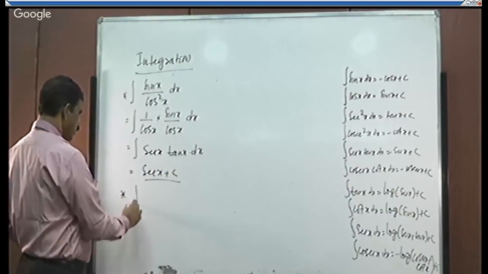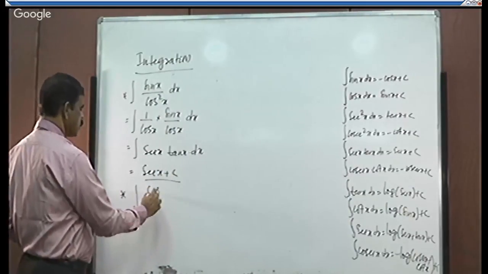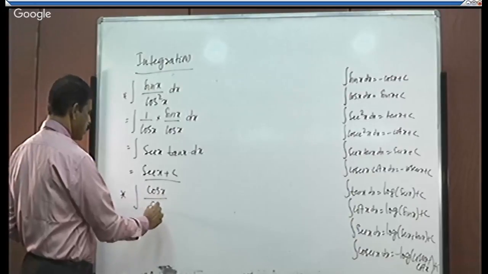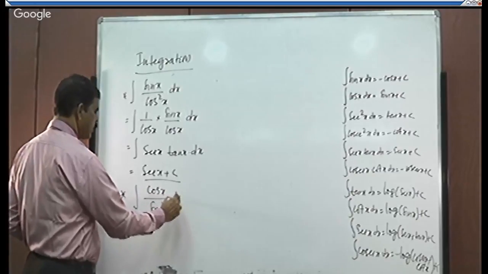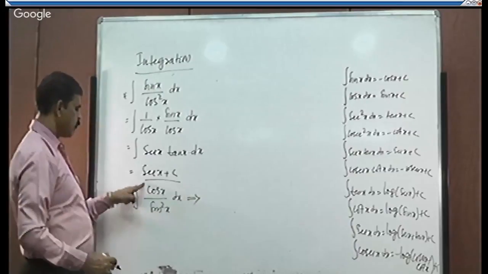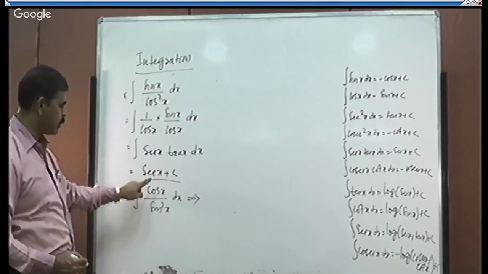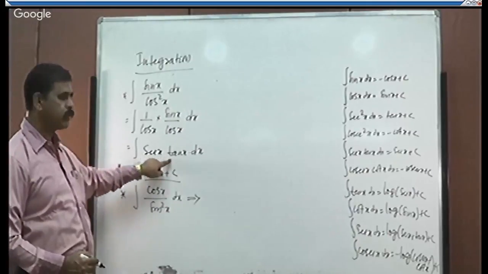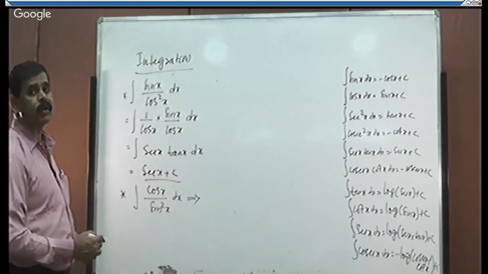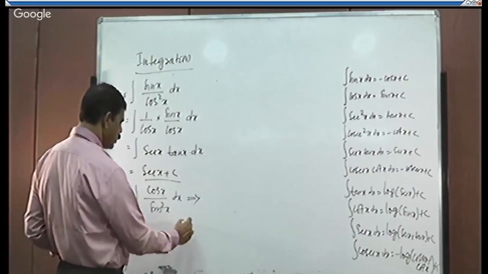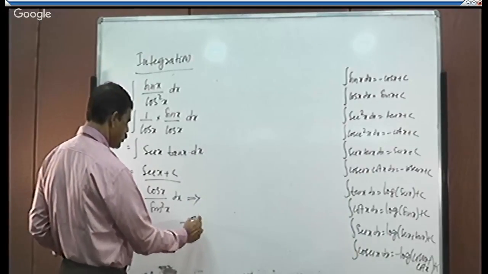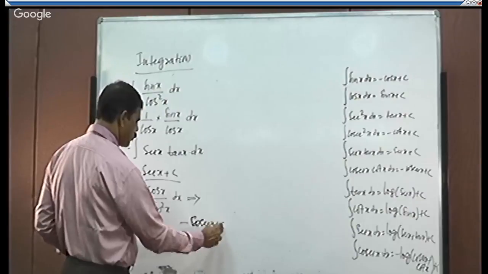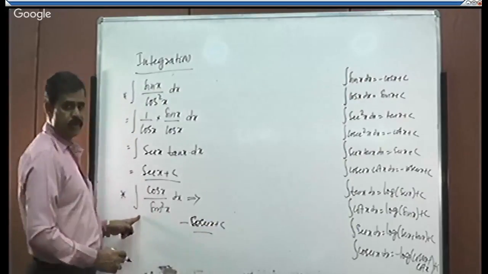So like that, if I take cos x divided by sin square x, what will you get? You will get 1 by sin x into cos x by sin x. So you are always getting what? Cosecant x into cot x. For cosecant x into cot x, the answer will be minus cosecant x plus c. You can try this example.